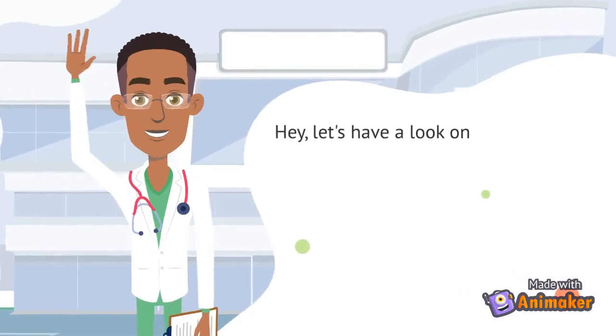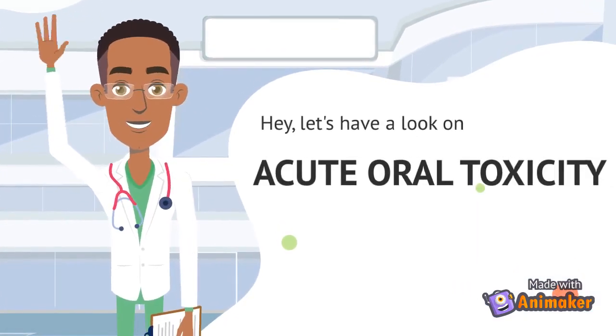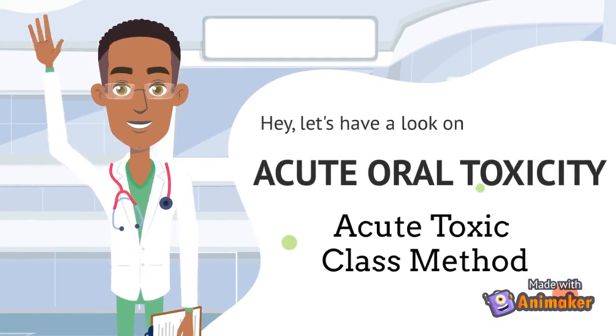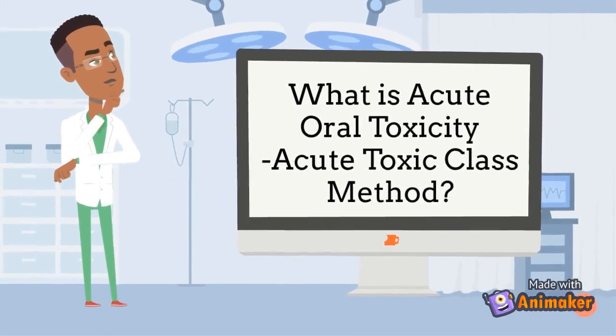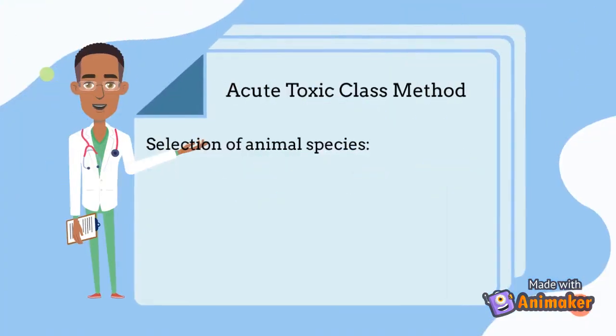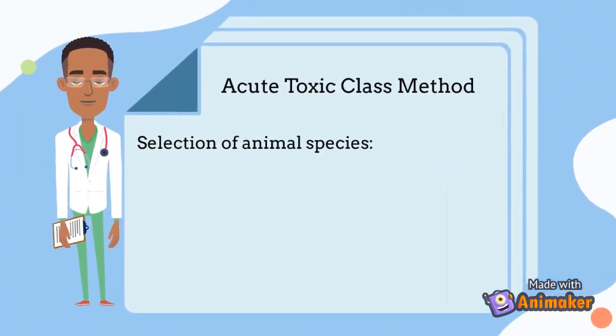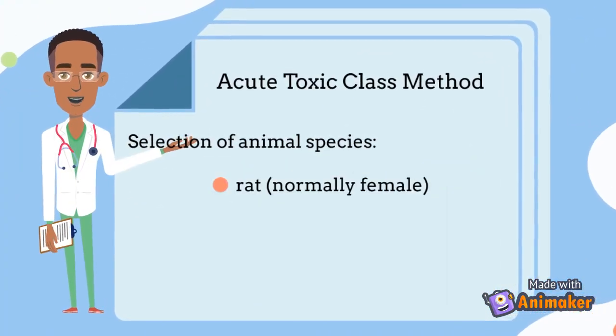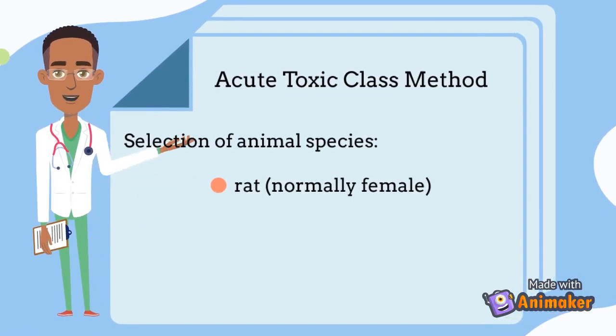Hey, let's have a look at acute oral toxicity and the acute toxic class method. So, what is acute oral toxicity, the acute toxic class method? The selection of animal species in the acute toxic class method is preferably rat. And normally we use female rats, because generally females are slightly more sensitive.